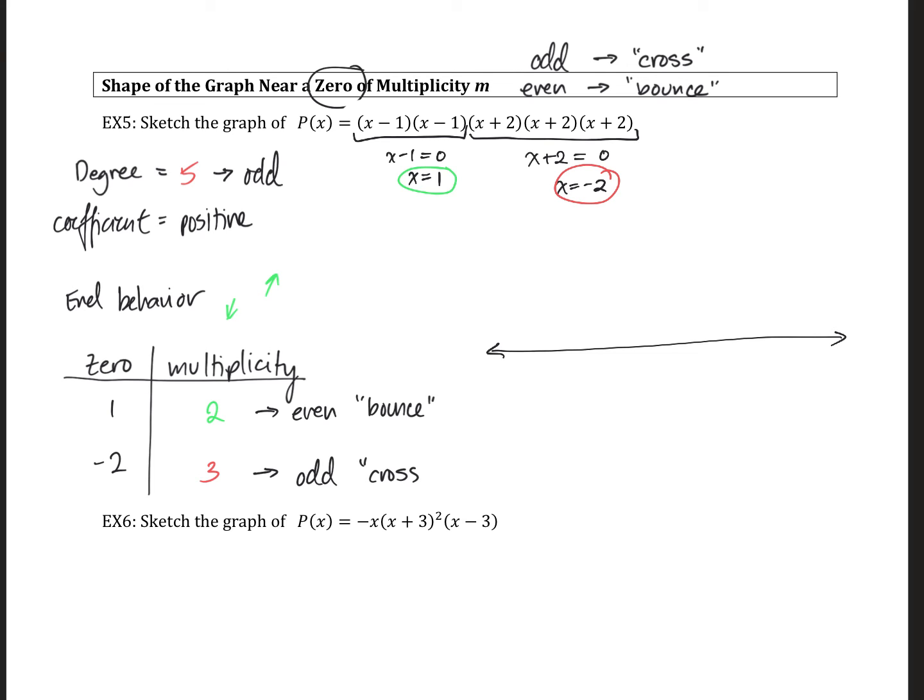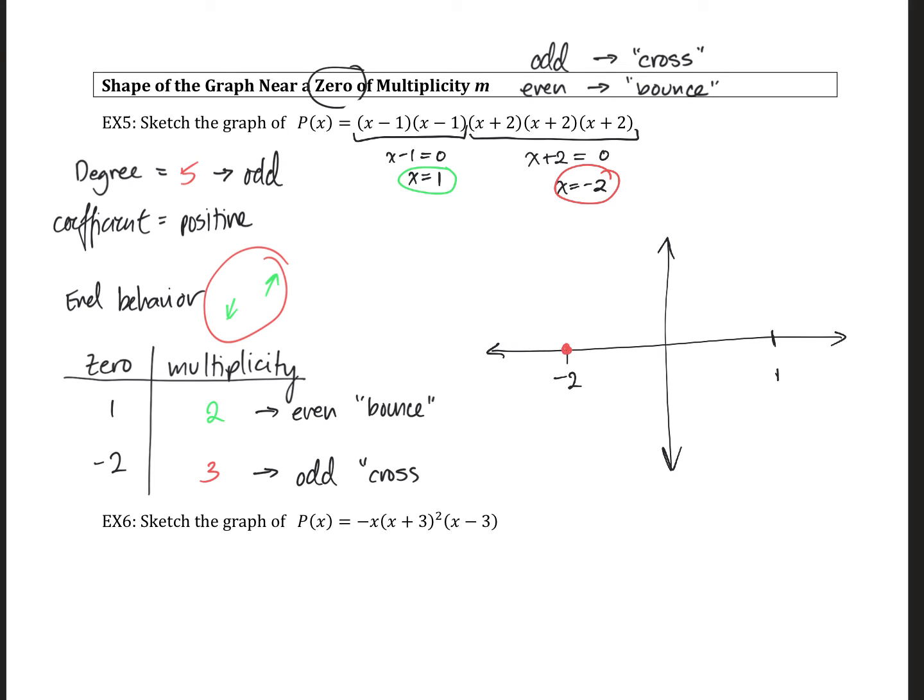So here we have our graph. We don't actually have to label anything except the main points, which are the negative 2 and the 1, which are my zeros. And what is the end behavior for our graph? The first thing to sketch would be the end behavior, because that's what we know very easily. We know our end behavior is going to be down and then up.